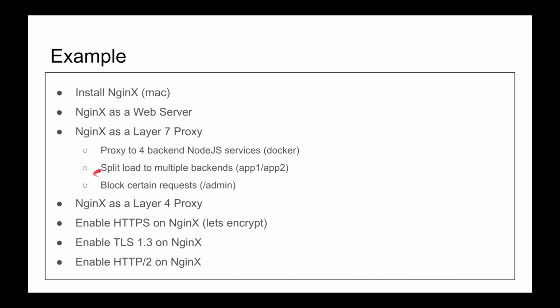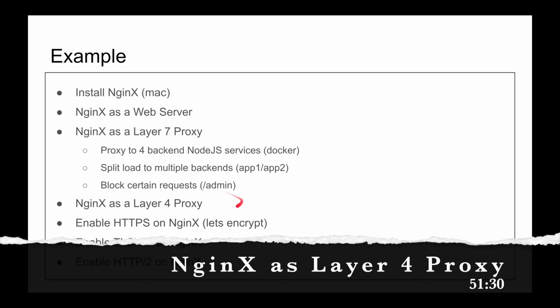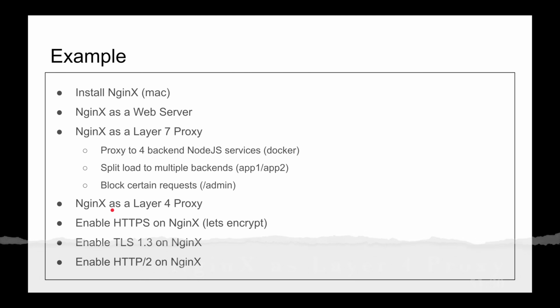And then we're going to show how to split the load, because now that we are at layer 7, we can actually look at the URL and make decisions based off that. So app 1 goes to this set of servers, app 2 goes to this set of servers. We're going to block connections because we can look, right? We're going to block admin connections, all that stuff. And then we're going to show how Nginx can act like a layer 4 proxy, which is pretty cool as well.